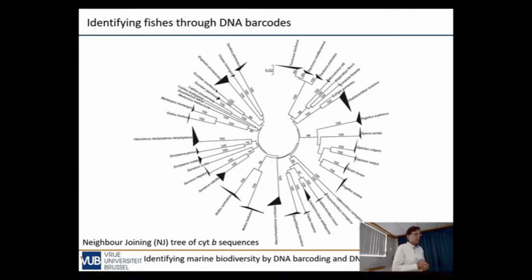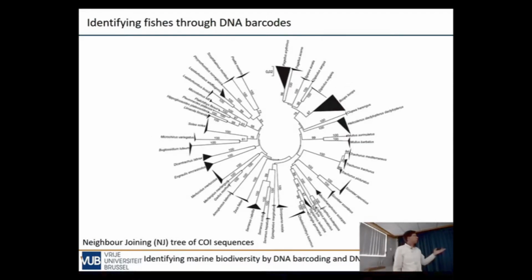And we did the same for cytochrome B. And here it was possible to differentiate all species. So each species and all individuals of one species cluster nicely here in one branch of this tree. So we can identify them. And then the same for CO1, and it was the same result. Very nice separation in different branches of the tree.